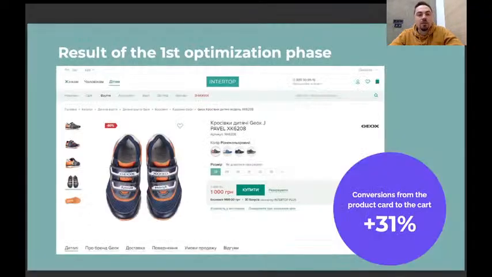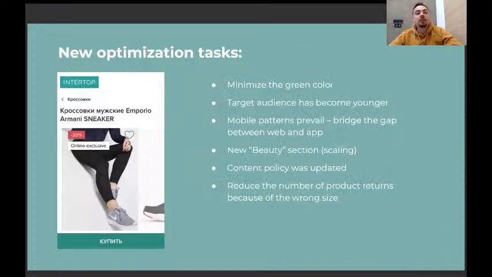And as a result, we have a new product card. It was the result of the first optimization phase. You can see that we fixed all the problems, and the conversion from the product card to the cart increased by 31%. But it's not over, and we had a new optimization task.